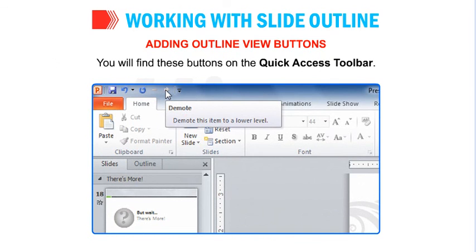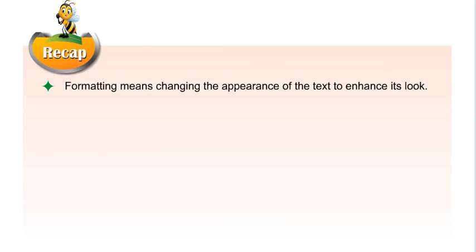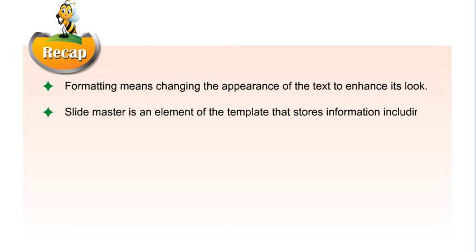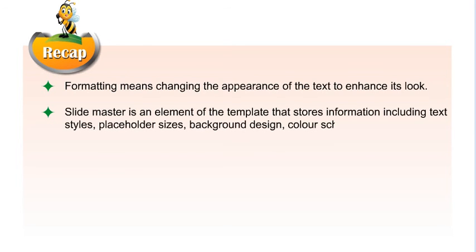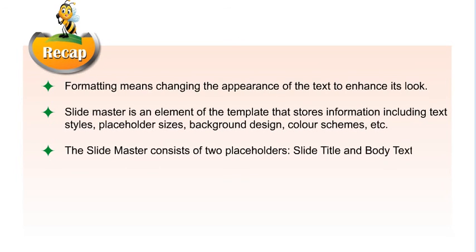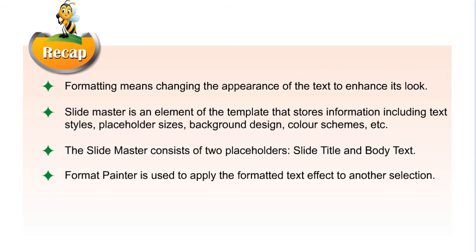Let us quickly glance through the key points discussed in this chapter. Formatting means changing the appearance of the text to enhance its look. Slide master is an element of the template that stores information including text styles, placeholder sizes, background design, color schemes, etc. The slide master consists of two placeholders, slide title and body text. Format Painter is used to apply the formatted text effect to another selection.